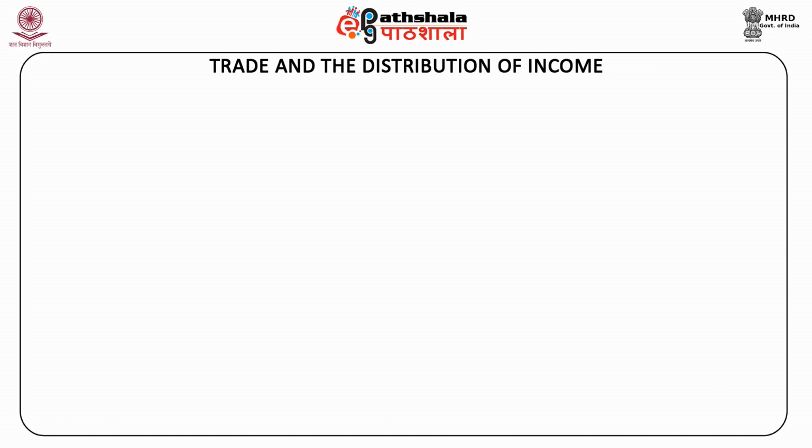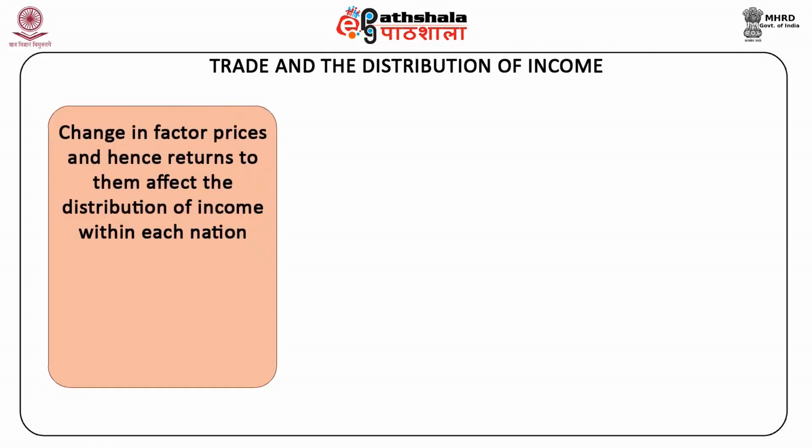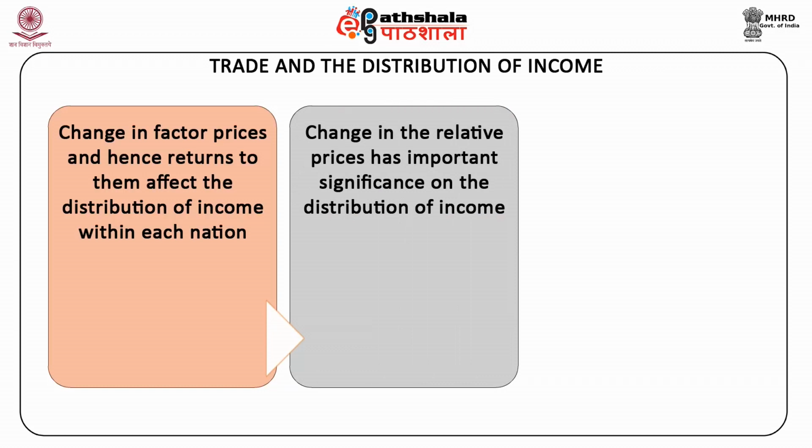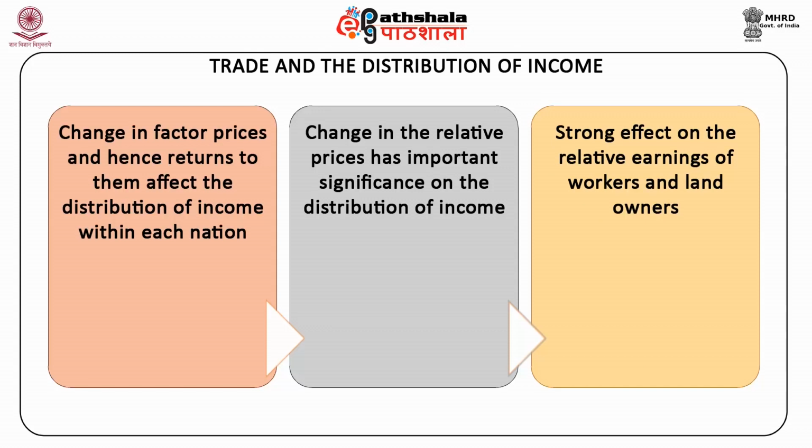Moving on, let us discuss trade and the distribution of income. In the previous section, we analyzed the effect of trade on factor prices. Now we will see how this change in factor prices, and hence in returns to them, affects the distribution of income within each nation. In other words, the change in relative prices has important significance for the distribution of income. That is, it has a strong effect on the relative earnings of workers and landowners.